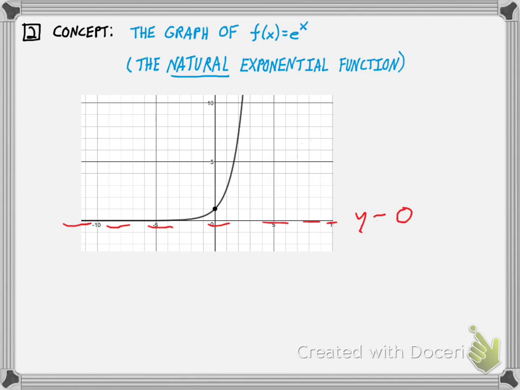Basically this is a good graph to remember. e to the x is known as the natural exponential function, and it will behave rising to the right and, sorry, leveling off to the left, and that is the natural exponential function.